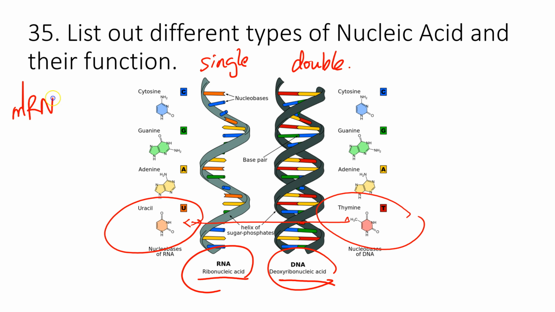The mRNA, which stands for messenger RNA, transports information from nucleus to the cytoplasm. The tRNA, which stands for transfer RNA, transfers the amino acids to the ribosomes to start making polypeptide. And rRNA, which stands for ribosomal RNA, makes the ribosome in order to make the protein.